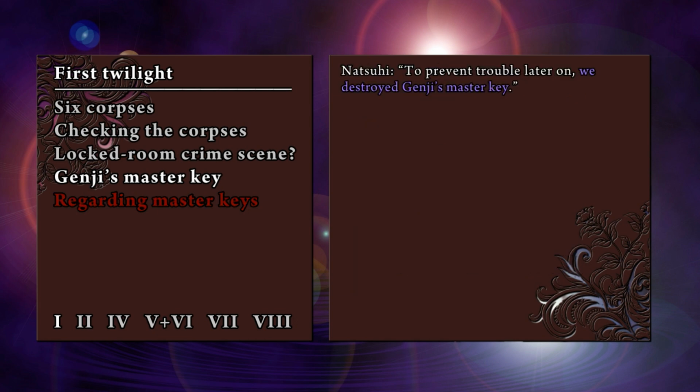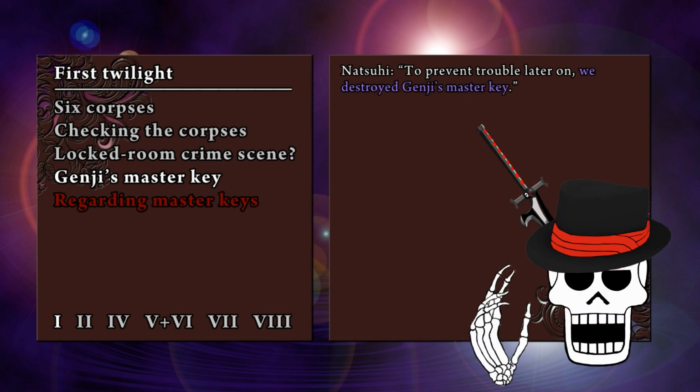Actually, hold on a second. You remember what I said before about how apparently the servants are a bunch of walking master keys, and Kraus was saying we couldn't retrieve the key, so they had the master key destroyed. How does that make sense, unless they destroyed Genji's body? Nazi says that they destroyed Genji's master key. Well, doesn't that mean that they actually destroyed Genji themselves? So technically that means that Nazi is confirming that Genji is now dead.